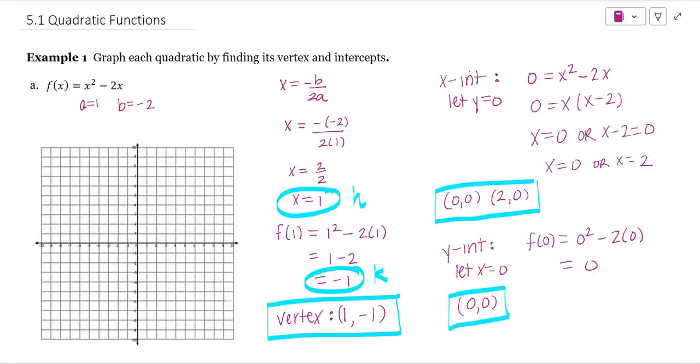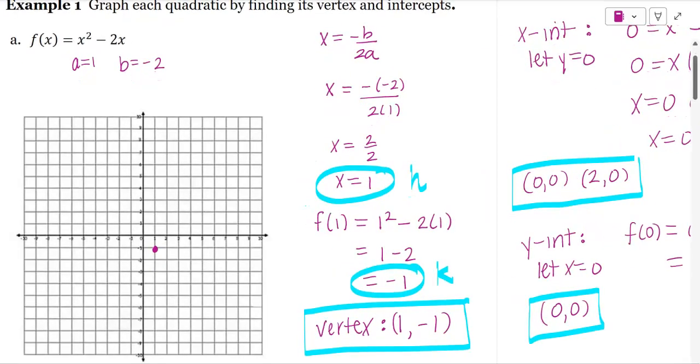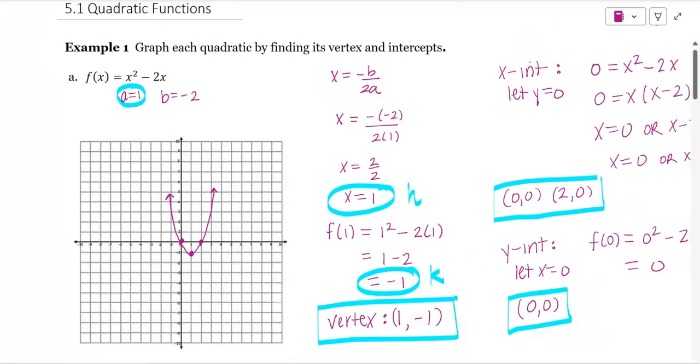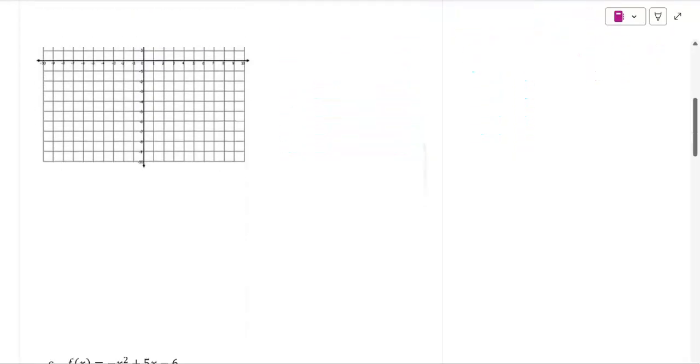Let's start with our vertex, which is going to be at 1, negative 1, which is here. I'm going to make this a little bigger. We've got a y-intercept and x-intercept here at the origin. And then we've got another intercept at 2 here. And so it looks like our parabola is going to be facing up like this. We also know it's facing up because our first value a is positive. All right, let's do another example.